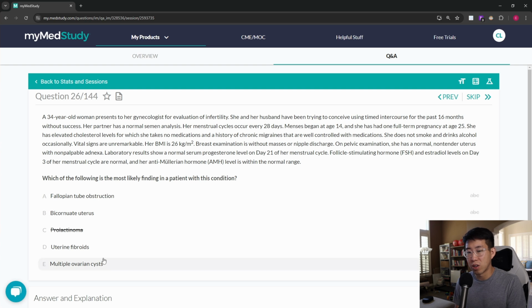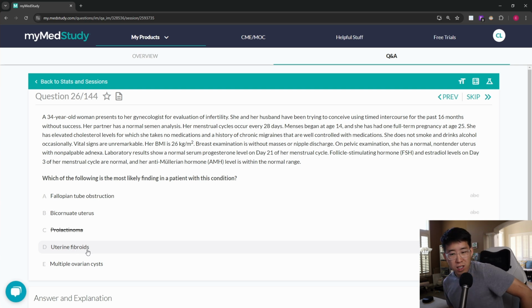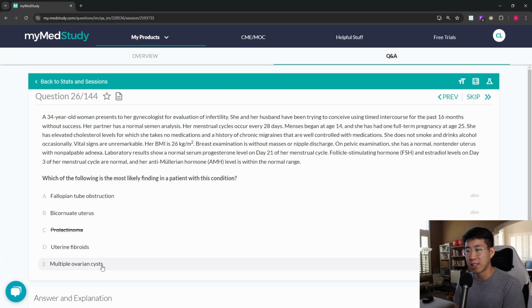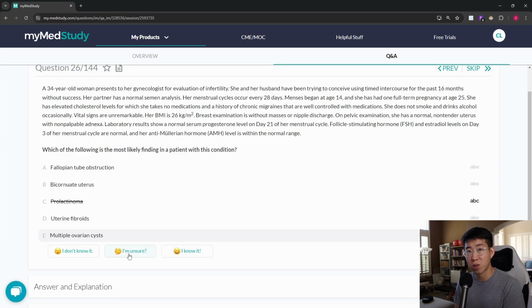So, one thing I'm thinking is polycystic ovarian syndrome, because I'm not getting anything about fibroids here. Fibroids, usually they would tell us there was some kind of pain or something going on, or abnormal bleeding. But here, I think the fact that she's overweight, she's got some metabolic syndrome, rest of her workup is pretty normal. Let's just go with PCOS, polycystic ovarian syndrome.